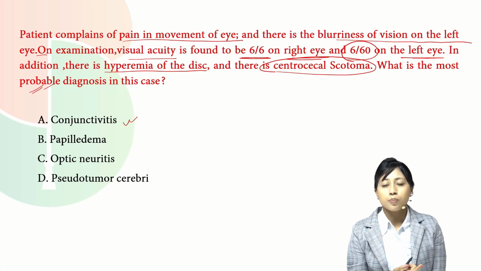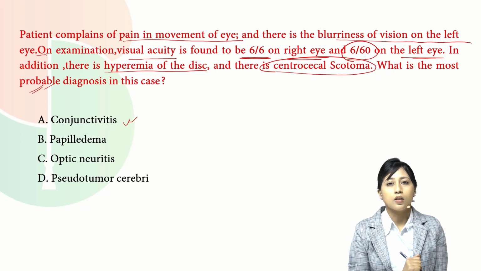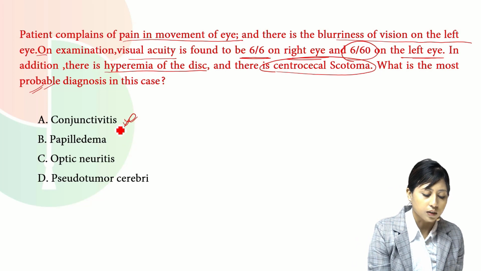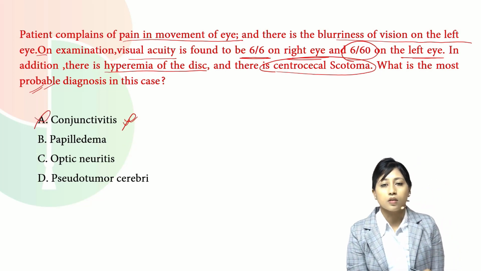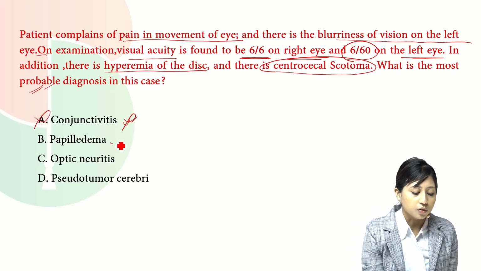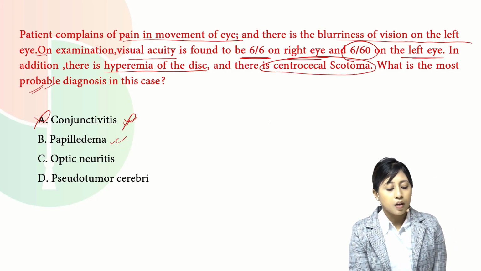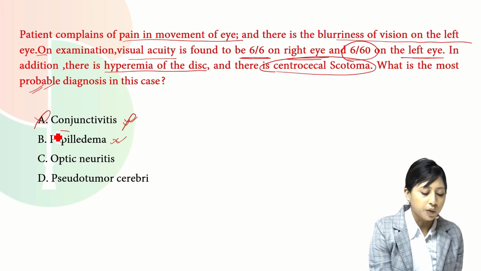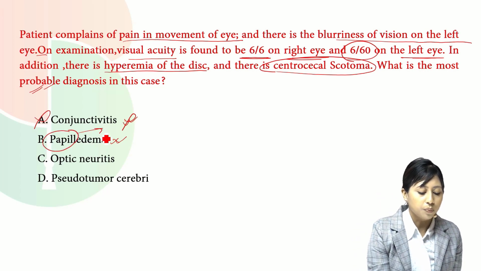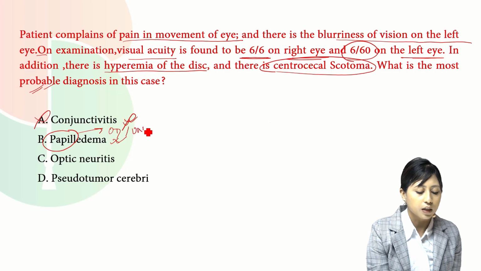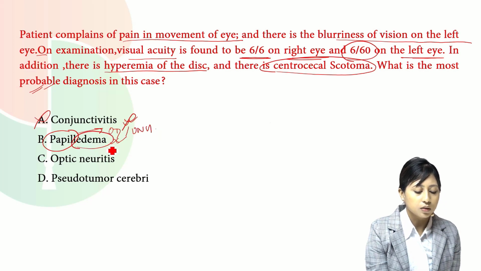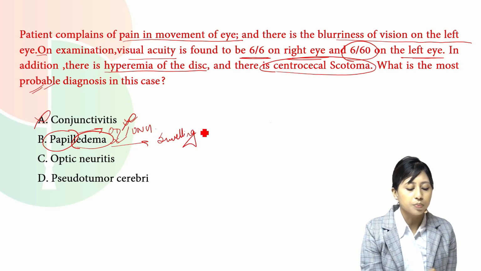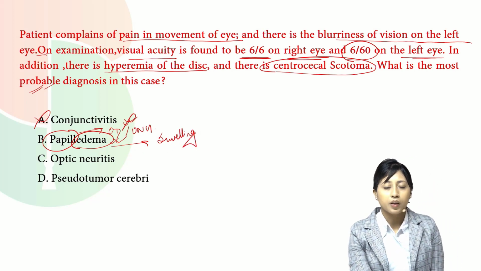So is there blurring of vision in conjunctivitis? No. So we can exclude this option, right? This is not our option. So moving on to the second option, papilledema. So what is papilledema? Papil, what do you mean by papil? Optic disc or optic nerve head. And edema means swelling. So swelling of the optic disc or optic nerve head is known as papilledema.